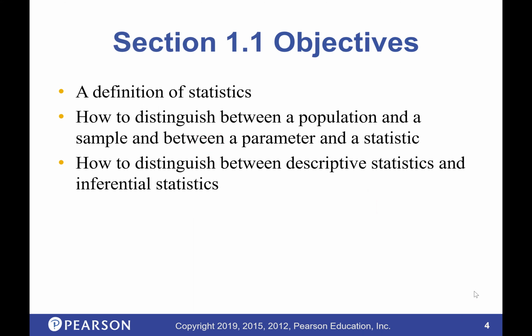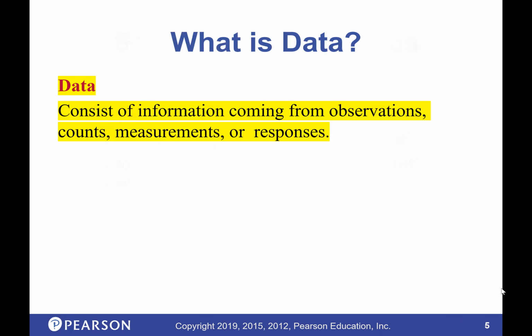Definition of stats here, or just objectives here. Real quick, let's get to the definition. But first, before we get to the definition of statistics, how about we look at the definition of data itself? Data is just information, information coming from observations. Observe something, whether it be how fast a tree is growing, that's an observation, or a behavior of kids on a playground, that's an observation. Counts and measurements and responses. And so we look at that. Responses usually are just surveys.